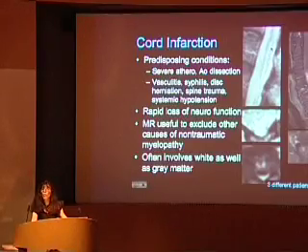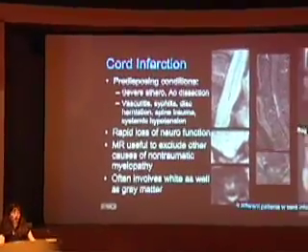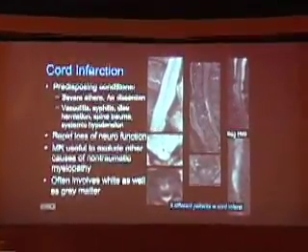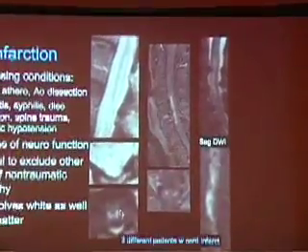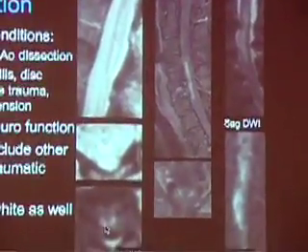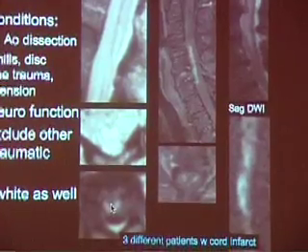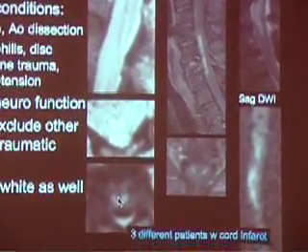This gentleman had had AAA surgery. You can see that his conus is markedly hyperintense. The central gray is very abnormal. And he was about a week out from surgery. And you can see how his gray matter is enhancing postgadolinium in this now subacute cord infarct.